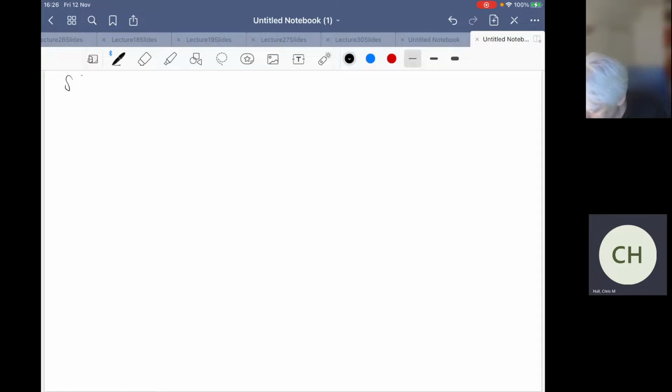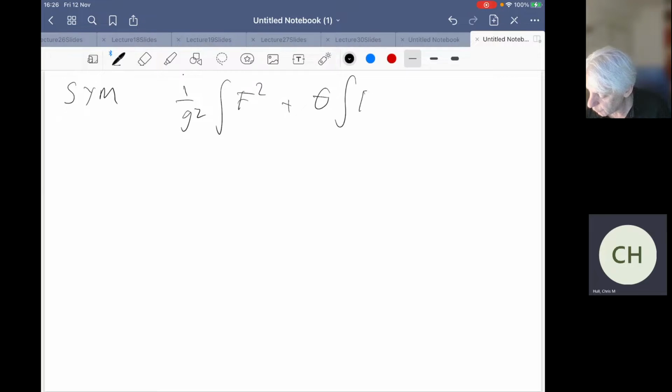So for the super Yang-Mills with U(1), sorry, that's slightly different. For the super Yang-Mills, there's a typical action which is of the form 1 over g squared integral F squared plus a theta term, which is the integral of F F dual.